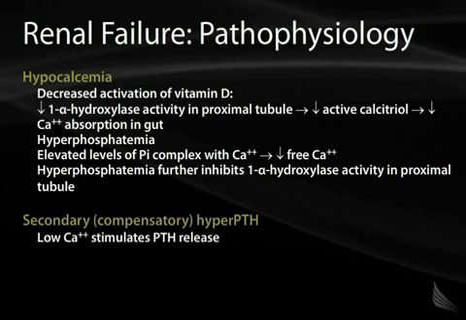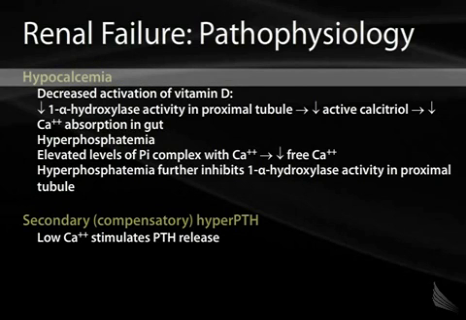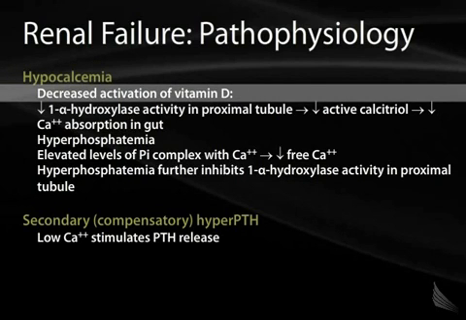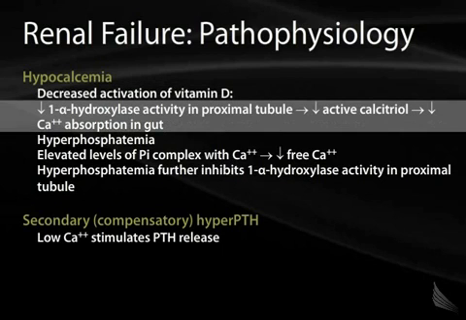In the setting of renal failure, however, this normal system falls apart. Hypocalcemia occurs because of decreased activation of vitamin D. As we said, activation of vitamin D occurs in the proximal tubule. With decreasing renal tubular mass, there is less available 1-alpha hydroxylase activity. Thus, there is decreased calcium absorption in the gut.